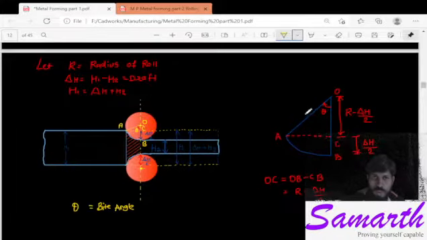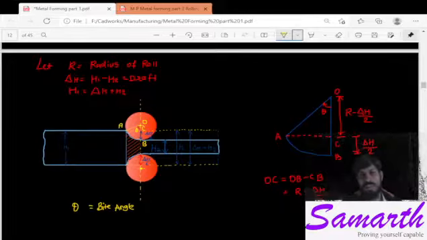This complete O to A distance is R. Again O to B is also R. And here you can see this much distance is delta H by 2, so this CB is delta H by 2. If complete is R, then if we subtract delta H by 2 from R, we will get R minus delta H by 2. This is the difference between point O and C, that is distance OC. So OC will be OB minus CB, that is R minus delta H by 2.